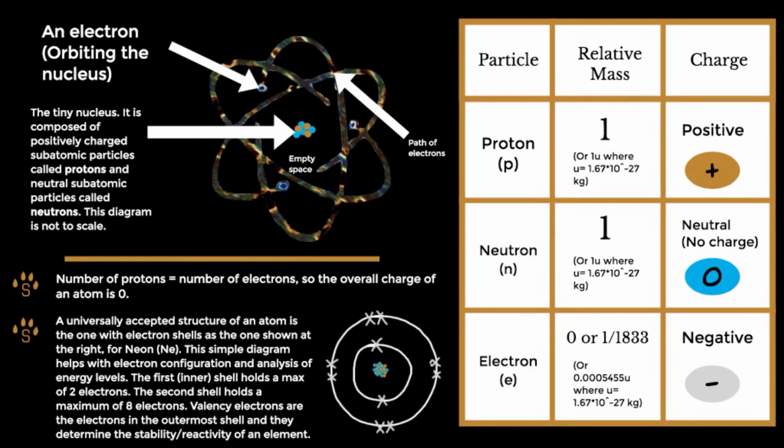Or you can say it's 1840 if you want to approximate it. Or you can say it's 0.000545 u, where u is also equal to 1.67 times 10 to the power negative 27 kilograms, and the electron has a negative charge. If you got everything correct, well done, you're a genius. If you didn't get everything correct, don't worry, you're also a genius, but you'll get it next time.